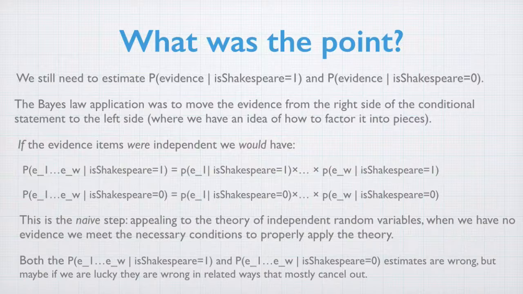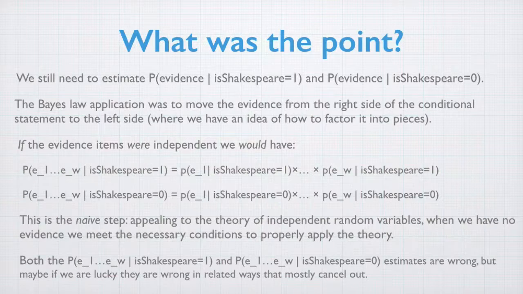What was the point of all that? We need to estimate the 2 quantities: the probability we'd see the given evidence from a document written by Shakespeare, and the probability we'd see evidence in a document not written by Shakespeare. Notice these 2 quantities do not sum to 1. The Bayes' law application let us move the evidence from the right side of the conditional probability formula to the left, where we see it now. We can then appeal to the law of independent probabilities to say if evidence was conditionally independent, then it would factor, as seen in this slide, so that the probability of W words or W observations of evidence given the document is or is not Shakespeare would just factor out to the product.